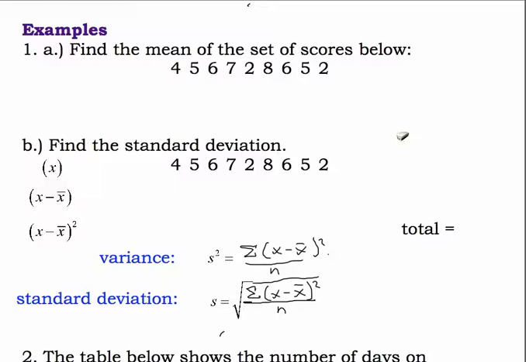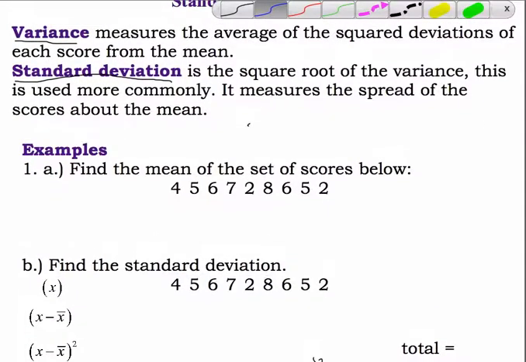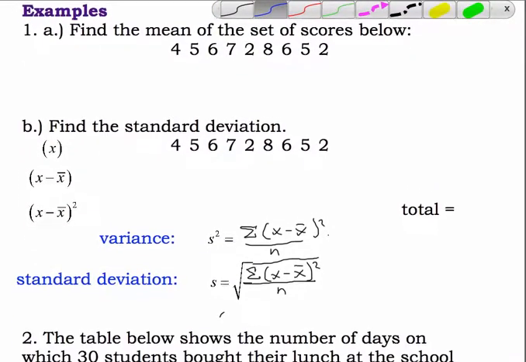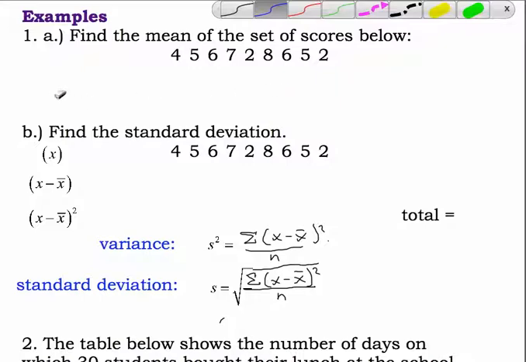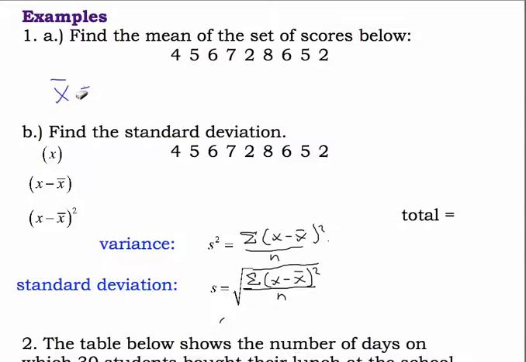Hello, this is Mr. Collier, and today we're going to learn how to find the standard deviation using our graphing calculator. So we're going to take a look at this example here. First thing we'll do is find the mean. To find the mean, we're going to add up all the scores. So we're going to get the sum of all the x values, all the data values, and divide by n, which in this case equals 9, the number of data values.